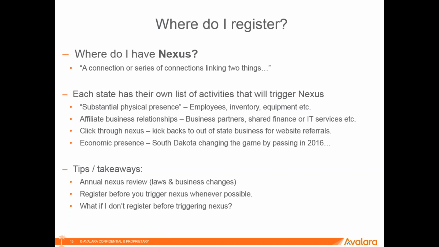Click-through nexus is something that's been adopted in about 18 states now. That's where you have a business relationship with someone that you send them kickbacks because maybe they have a link on their site that pushes business to you. Big companies like Amazon and Overstock really got caught in this in New York, and that has somewhat spread. Less of an issue, I think, with some of the smaller businesses that I speak with.